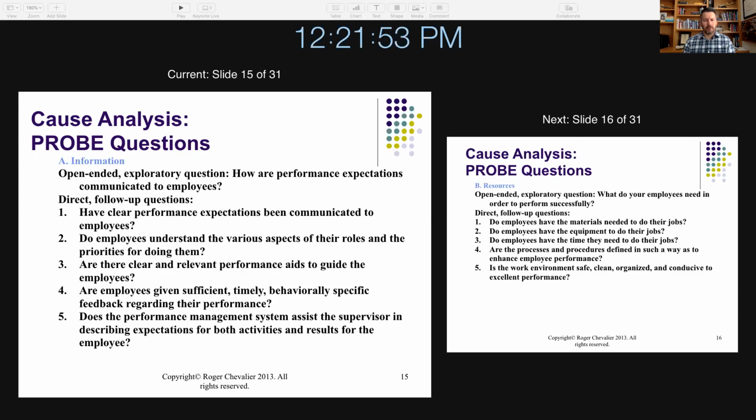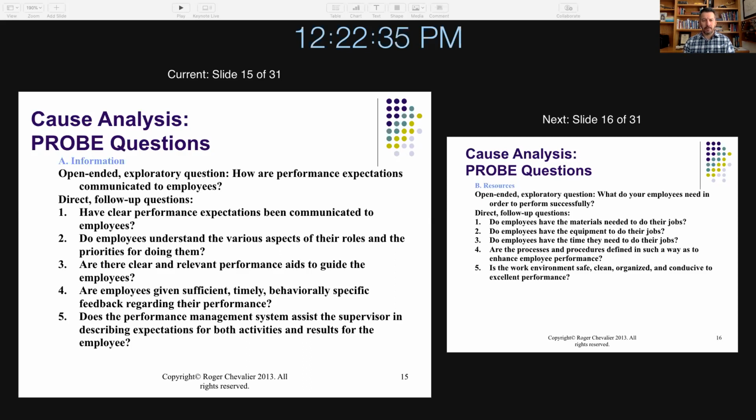But then you follow up with some more direct questions. Have clear performance expectations been communicated to employees? Yes or no? Do employees understand the various aspects of the roles and the priorities for doing them? Once again, yes or no? Are there clear and relevant performance aids to guide the employees? Yes or no question. By asking these direct questions, which I think a lot of surveys and consultants might miss, you get very granular data. You can find out exactly where the roots of the problem exist.